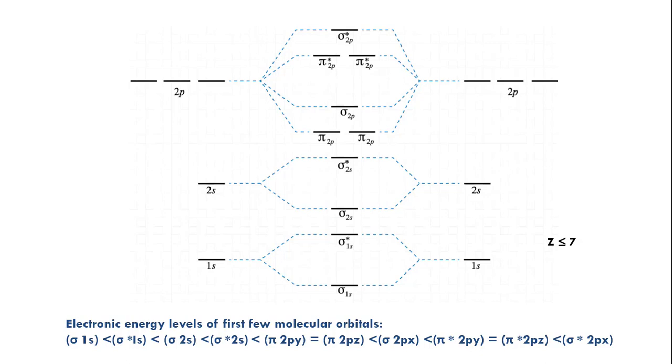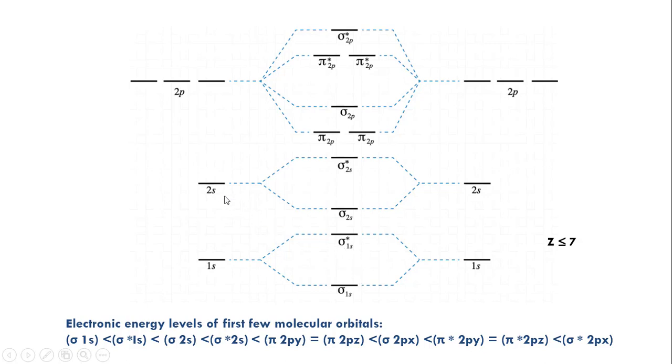For boron, carbon, nitrogen, for these three elements' molecules, we have to draw the molecular orbital energy level diagram in this way. So here this is the 1s orbital of one atom and this is the 1s orbital of another atom. When these two atomic orbitals combine with each other, they form two molecular orbitals. One is the bonding molecular orbital and the other is the anti-bonding molecular orbital. So this is the sigma 1s and this is the sigma star 1s.